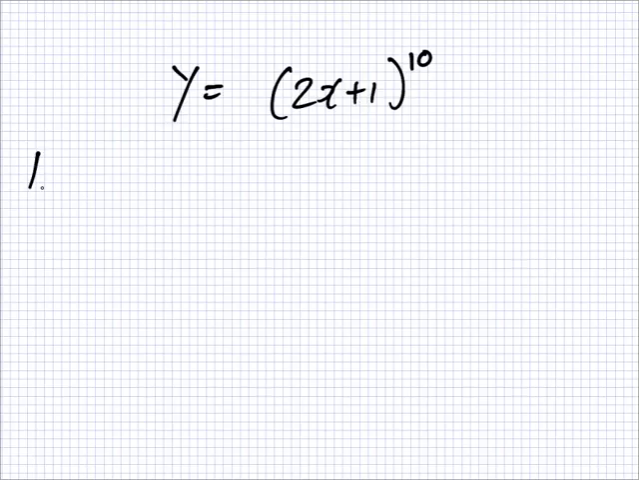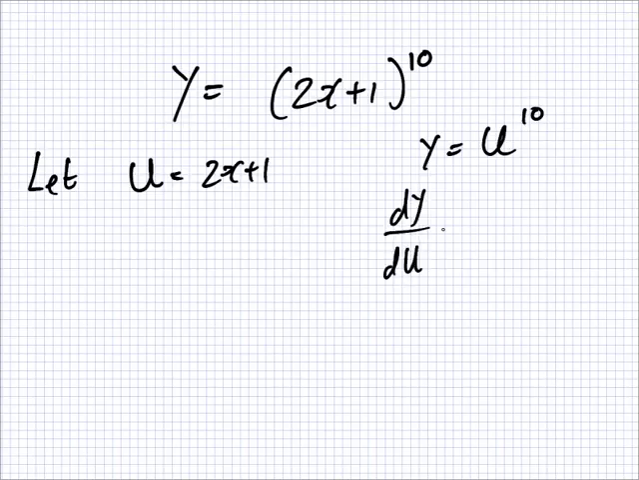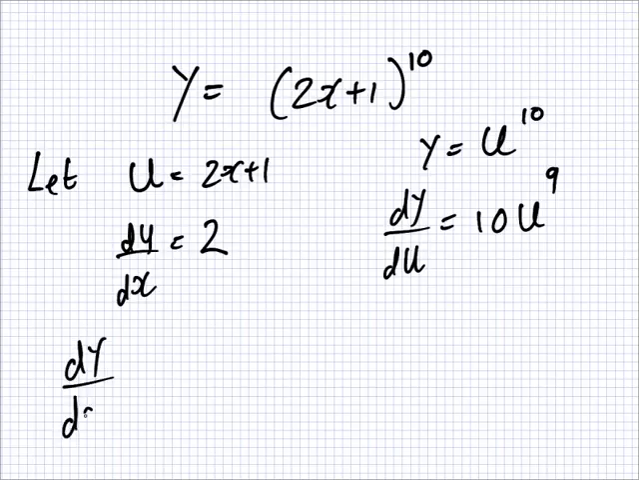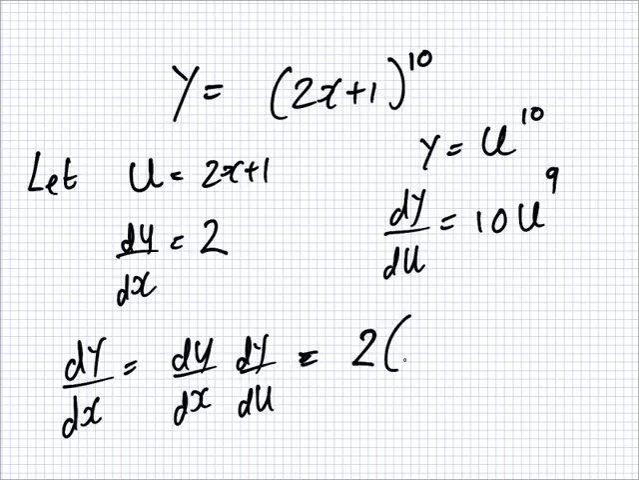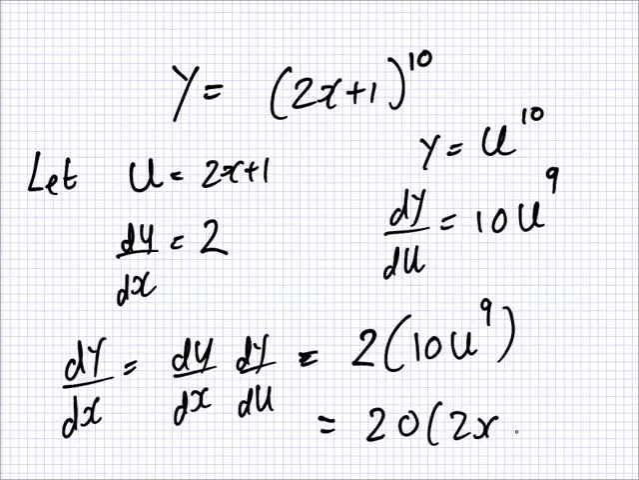So here we say let u equal 2x plus 1. So we have y equals u power 10. That means dy/du equals 10 u power 9, and du/dx equals 2. So dy/dx will equal du/dx times dy/du, which will equal 2 times 10 u^9, which will equal 20 times (2x plus 1) power 9.